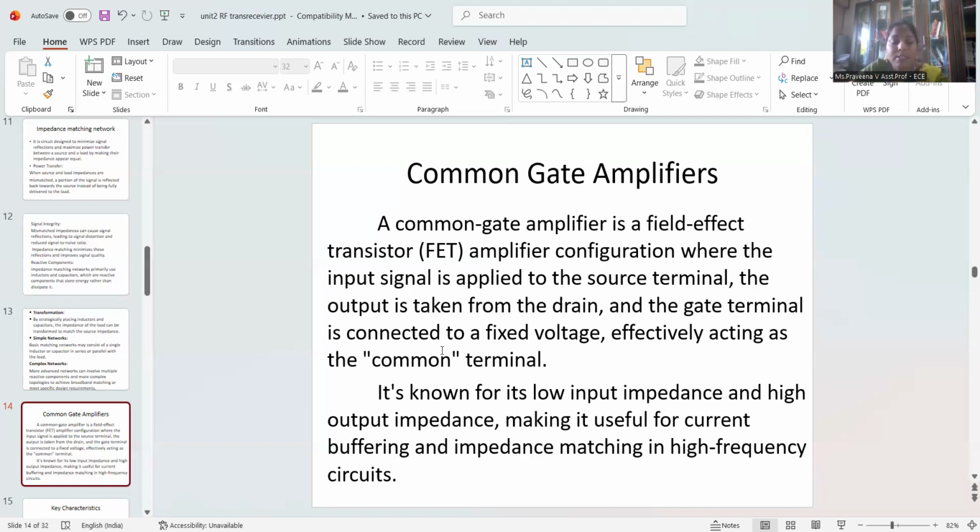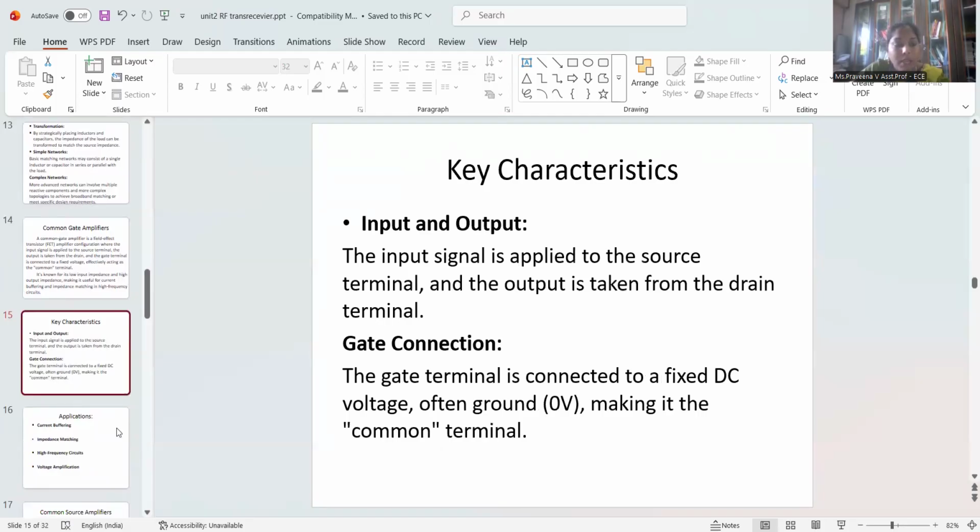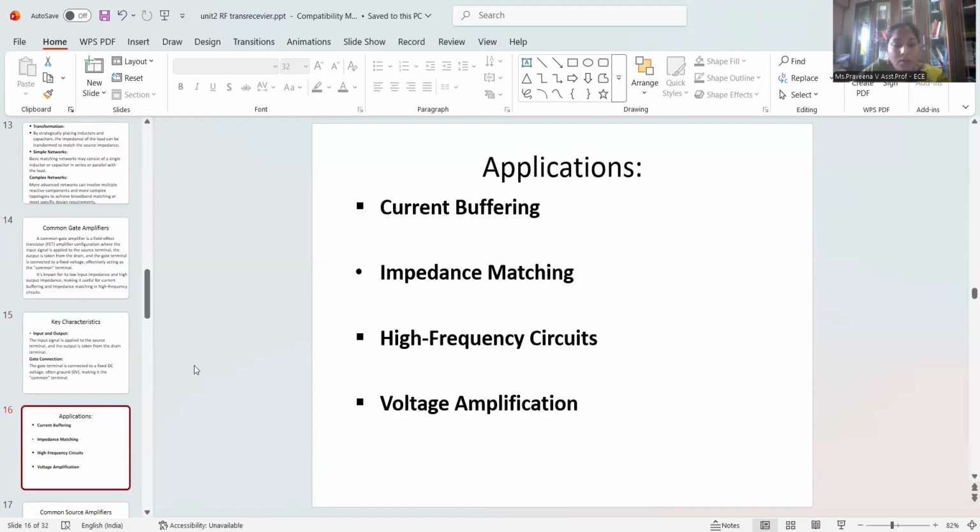Let us see the disadvantages. The disadvantages are low input impedance and the current gain is very low compared to the common source amplifiers. Right? These are the key features I have already talked about. That is, the input signal will be given to the source and output is taken from the drain terminal. And the gate will be held common to both the input and output terminal. Okay?